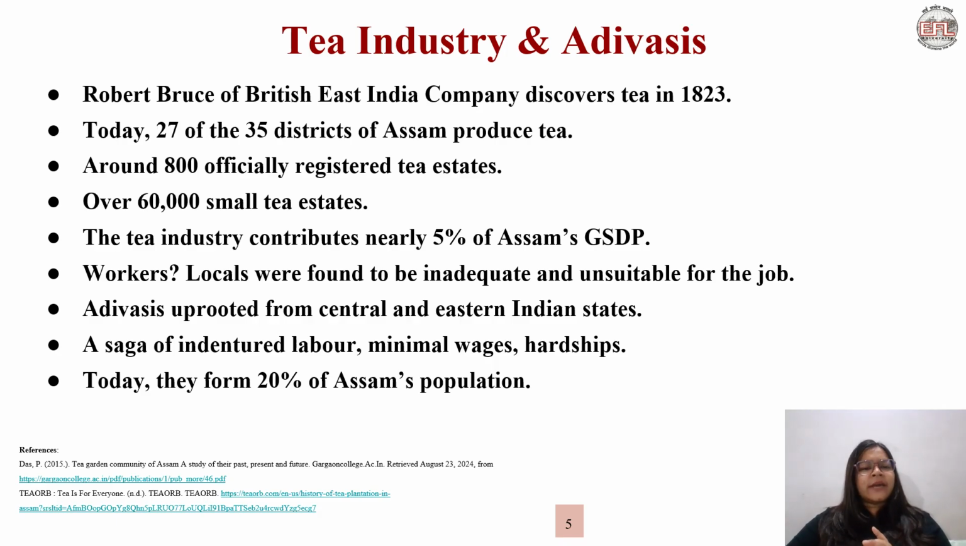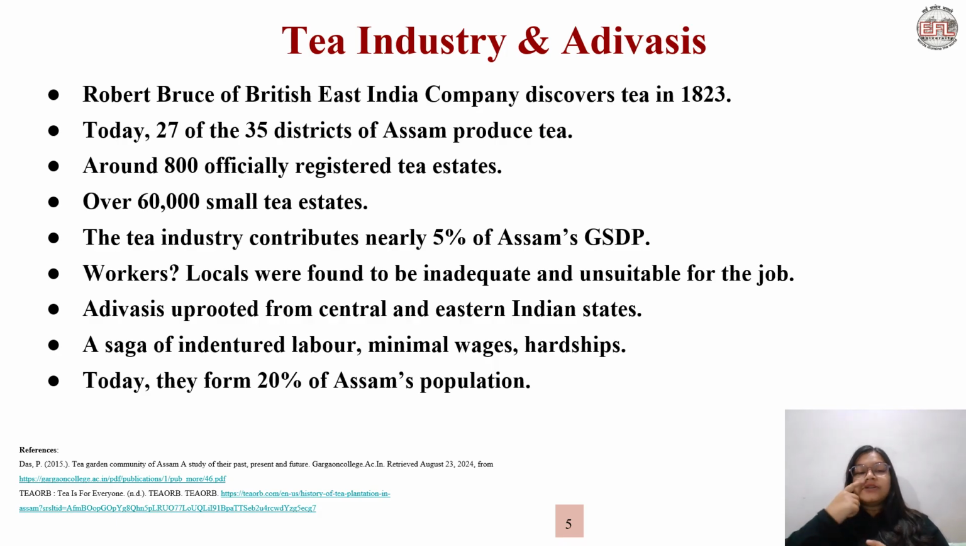And like I mentioned previously, Robert Bruce of the British East India Company accidentally discovered tea in 1823, and ever since then, tea has been widely produced across the state. Today, there are 27 out of the 35 districts in Assam which produce tea. And if you go to the Assam government's website, you'll find around 800 officially registered tea estates, and there are thousands of other small and medium scale tea estates. They number around 50 to 60,000.